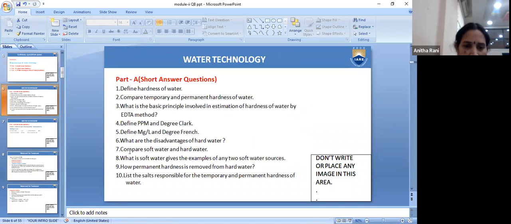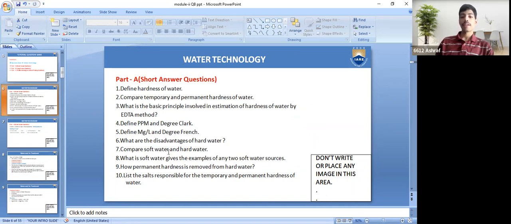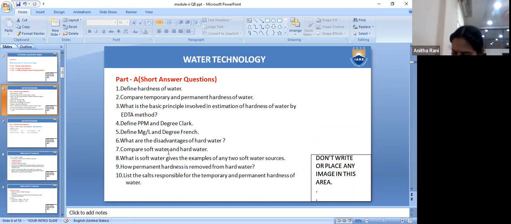Now next, what is soft water, what is hard water? Students, tell me. Soft water doesn't have any salts, whereas hard water has all those hardness-causing salts. So soft water means there are no dissolved salts present. Hard water means presence of dissolved salts. Then how do you know whether water is soft water or hard water?